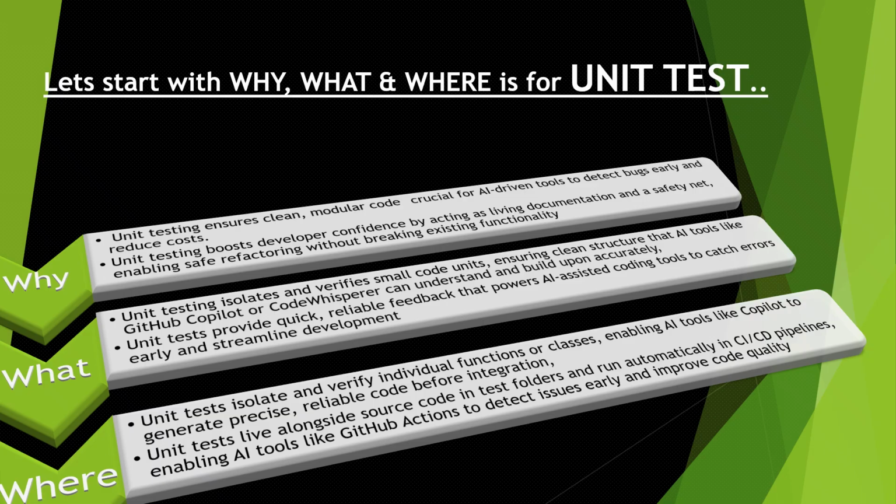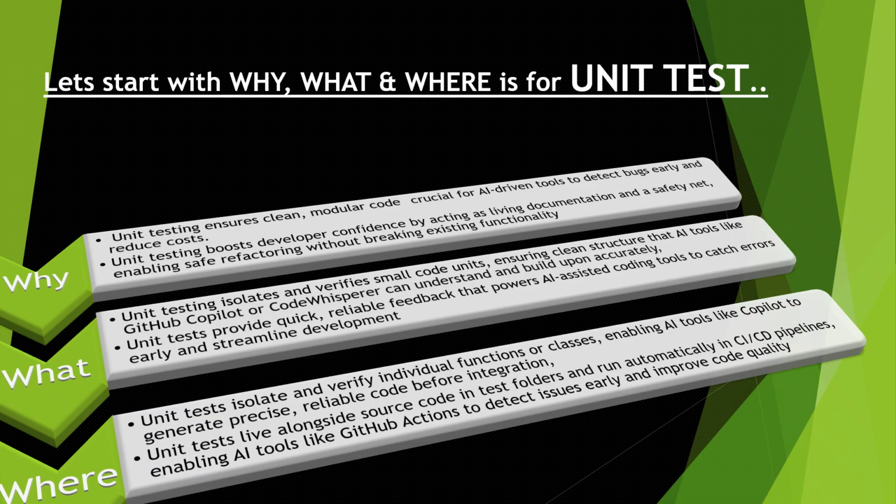Now the last is where to use it. The very first point I have mentioned here: unit tests isolate and verify individual functions or classes, enabling AI tools like Copilot to generate precise, reliable code before integration. For example, when I'm developing a user authentication module, unit tests validate each function, like password hashing or token generation, independently, allowing AI tools like GitHub Copilot to suggest accurate code snippets based on well-defined, tested components before they are integrated into my full system.